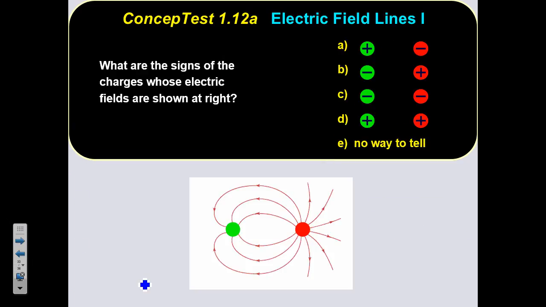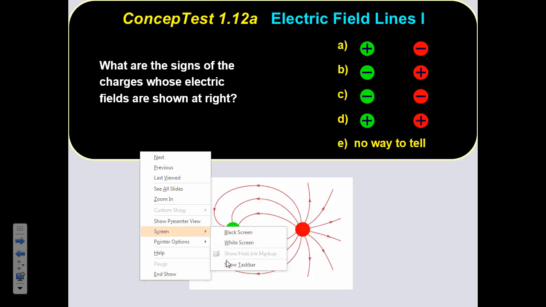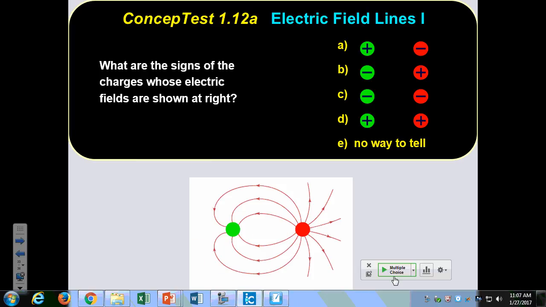What are the signs of the charges here? You can see this, it's in your book, but the arrows are going in this direction. All right, let's stop at 30 seconds.